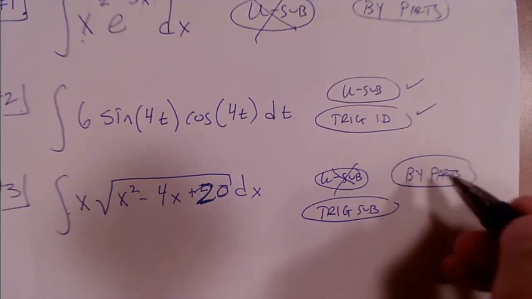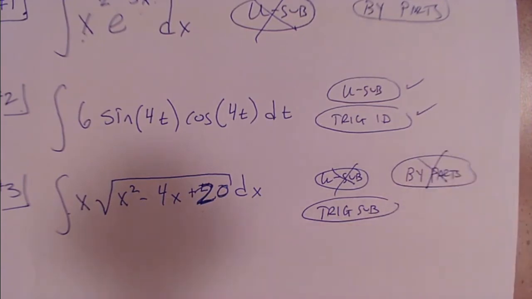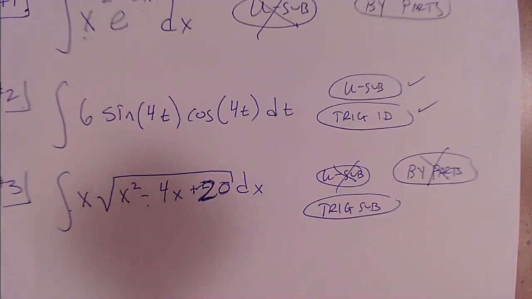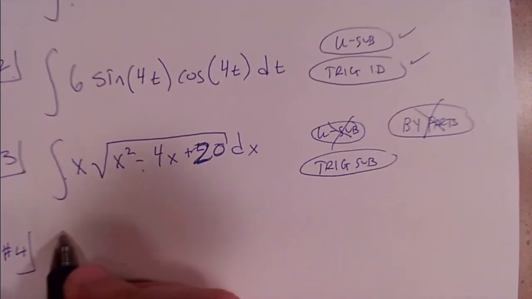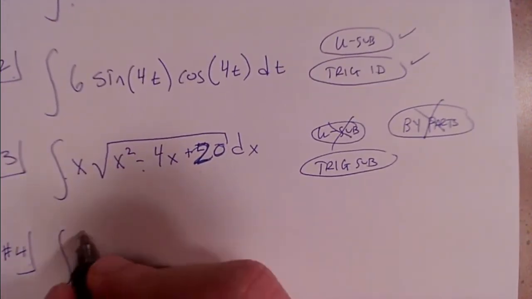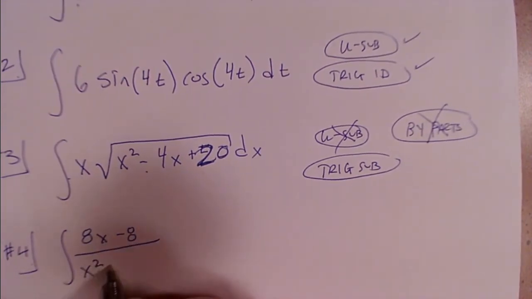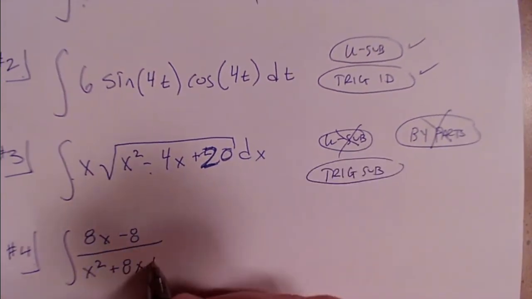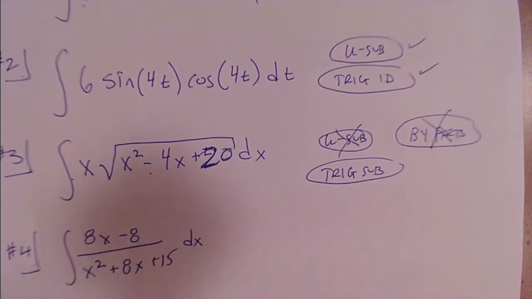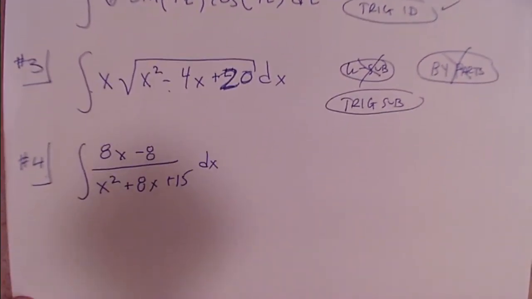So while it may be by parts, we're going to tackle this one with the trig sub just because it's going to give us practice with completing the square. And then we're going to do number 4. Number 4, we are going to integrate 8x minus 8 over x squared plus 8x plus 15 with respect to x.